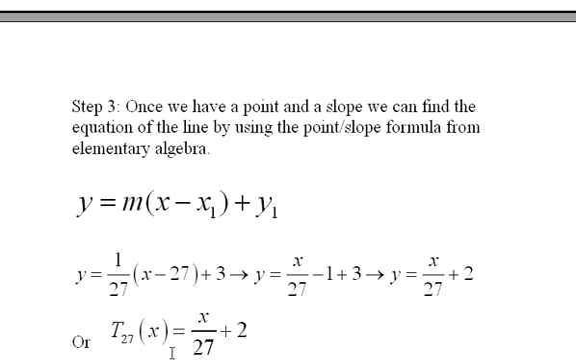We just plug in the numbers, right? We know the slope at that point on the graph is 1 over 27. We put 27 in for x1 and 3 in for y1, and we do a bunch of simplification, and we get y equals x over 27 plus 2, or we say that t sub 27 of x is x over 27 plus 2, where this 27 indicates the x value at which we found the tangent line. Okay.